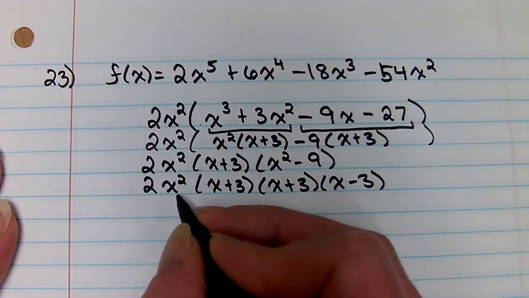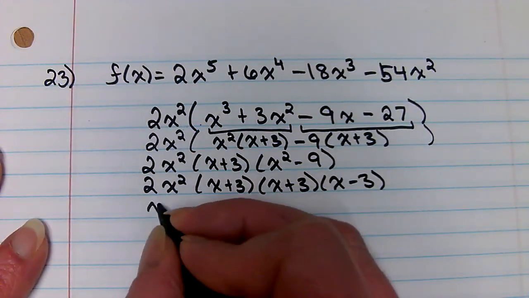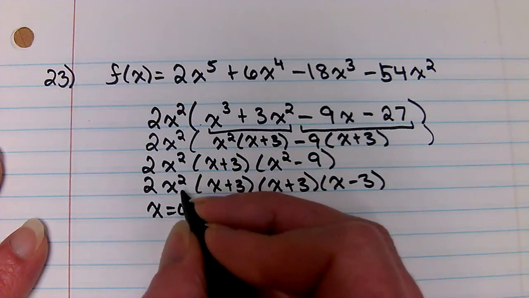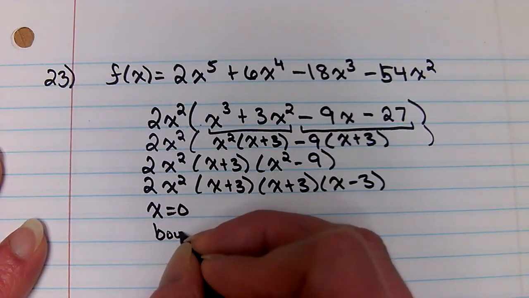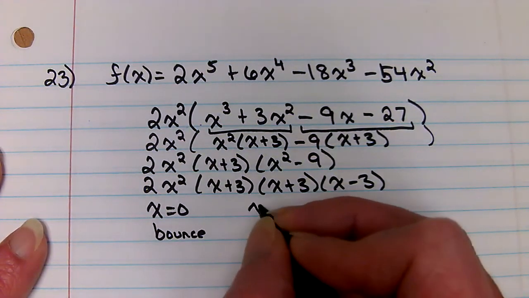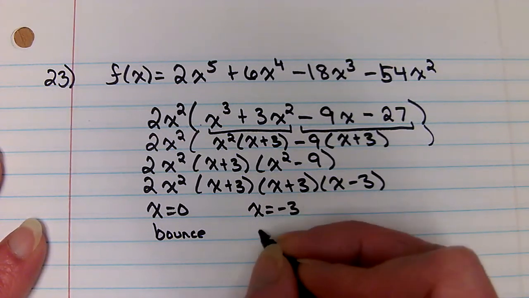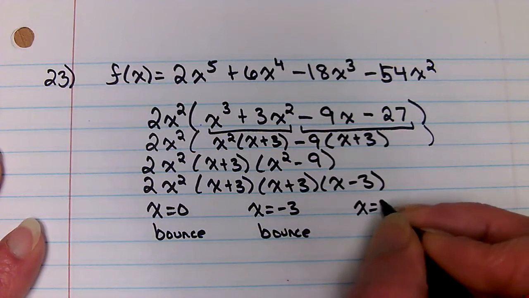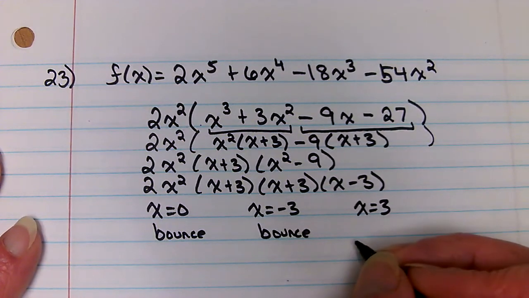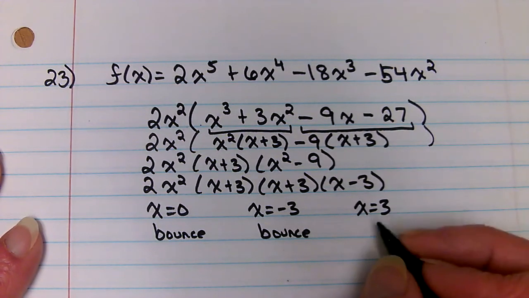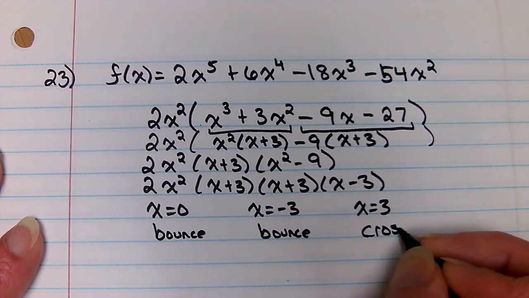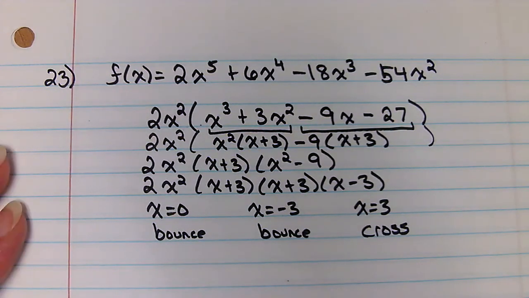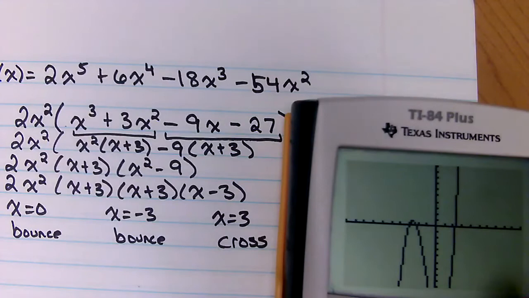Now this is going to be a double root. At x equals 0, it's a double, so we're going to get a bounce. At x equals -3, I'm going to get a bounce. At x equals 3, I'm not going to get a bounce. It's going to cross. Now, could I have also done that one in the calculator?